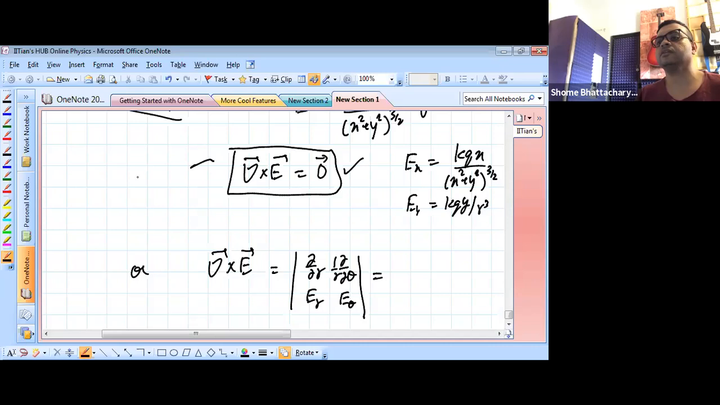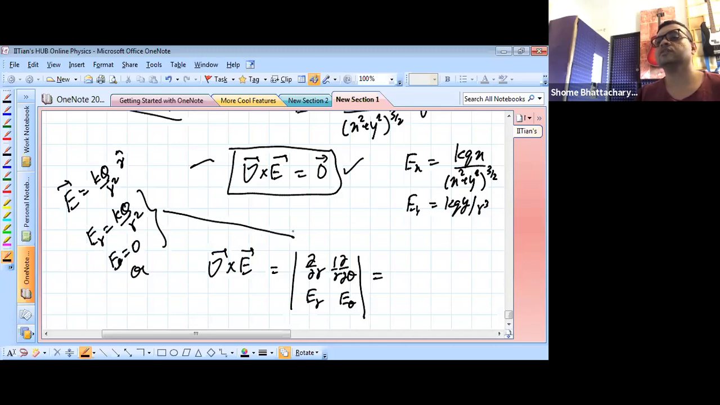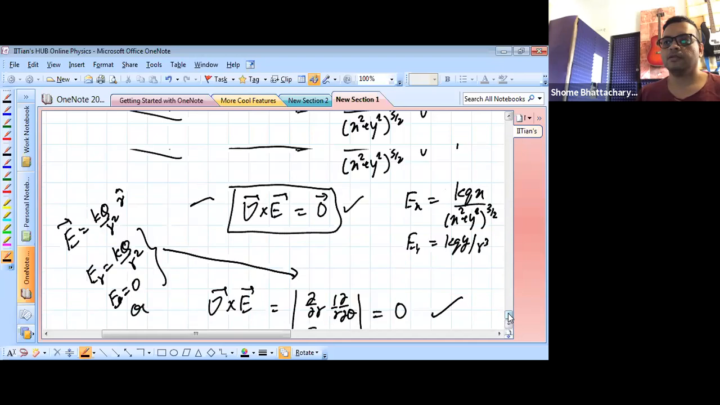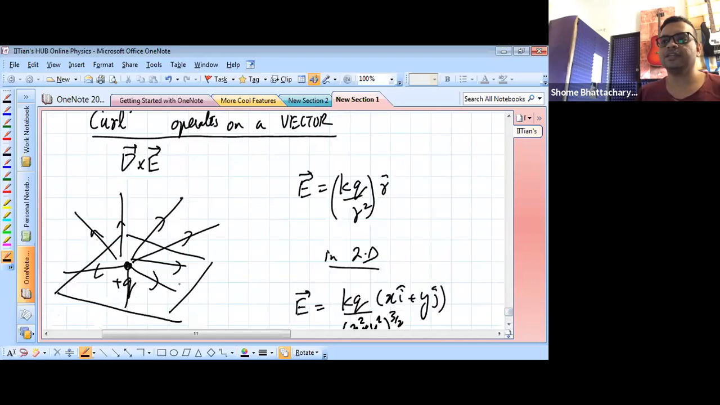So here in this case of electric field, it is kq by r square r cap. That means the radial component of field is just kq by r square and the tangential component of field is 0. So when you substitute this over here, you can see you get 0. Okay, so that's another way of understanding how the curl is becoming 0. So what that is showing us is that the electric field lines are such that they don't curl.